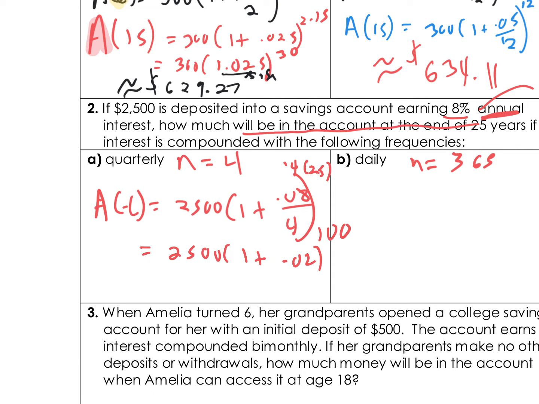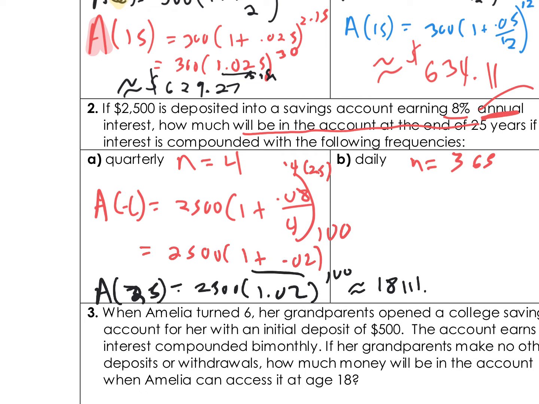I'll simplify the next step at the same time as doing the work. A of 25 will be 2,500 times 1.02, if I add those together, raised to the 100. All right, so let's see how much money. Somebody tell me, this time you're going to do it. It's 18,111.6.